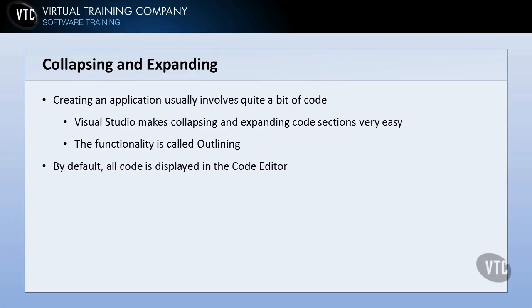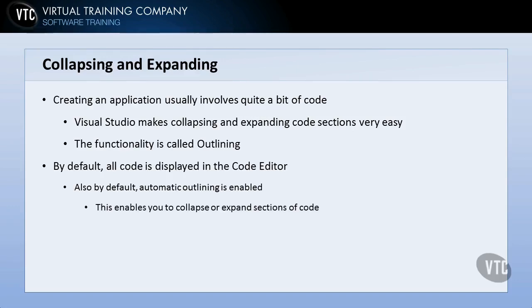Now, by default, all code is displayed in the code editor, and that's as it should be. If we entered code, we would like to see it. Also, by default, automatic outlining is enabled. Keep in mind, if you don't want all this stuff going on, you can turn this off. I'll show you how to do that later. Automatic outlining enables you to collapse or expand sections of code as you would like. And you're going to do this with these little plus or minus graphical buttons that are to the left of the beginning of different code sections.